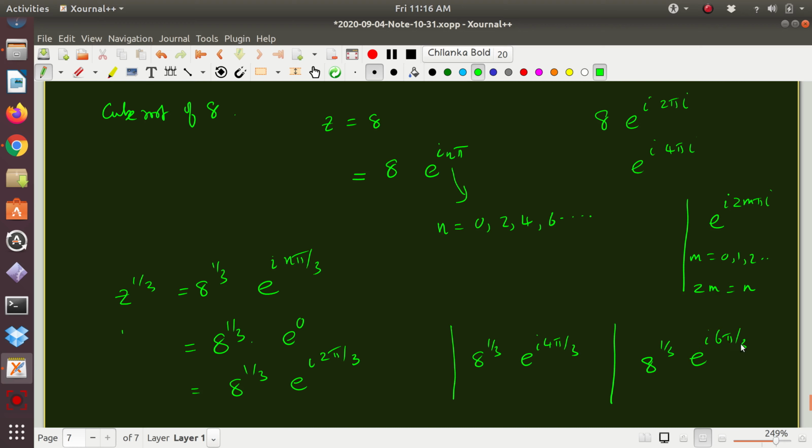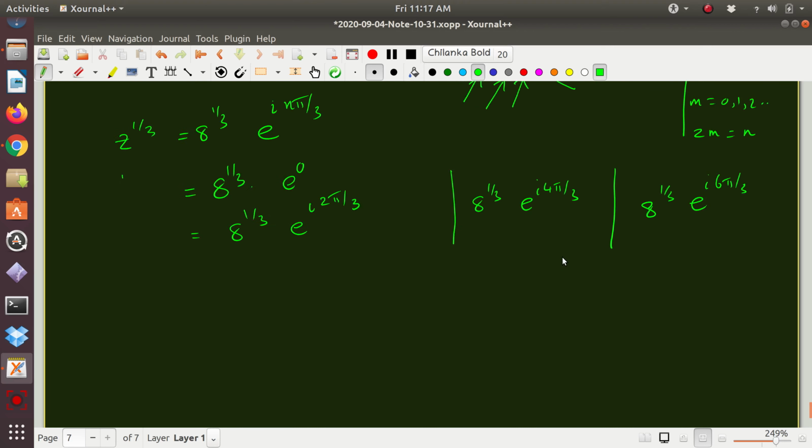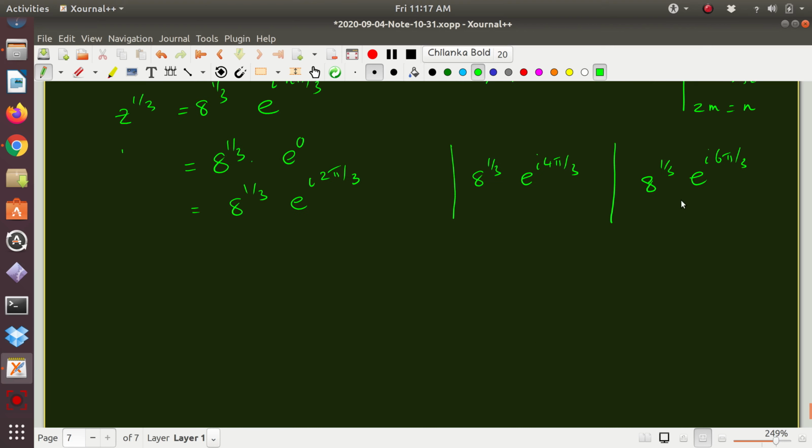But what is 6 pi by 3? It's e to the I 2 pi. E to the 2 pi I is 1. You go back to the original one. So you'll just have distinct roots for 0, 2, and 4, and from 6 onwards it will get repeated. From 6 onwards, this is nothing but 8 to the 1/3 alone.